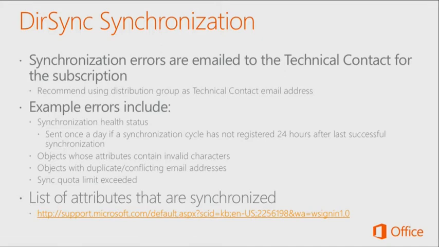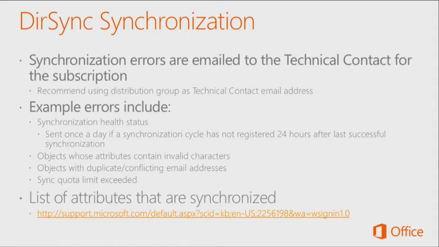Synchronization errors are emailed to the technical contact for the subscription. In our case, we assign an admin to every one of our customer accounts, and that admin is also given the technical contact email address so that we get those synchronization errors. Sometimes the client wants to get those synchronization errors, so you can just give them the technical contact role. Examples of errors include synchronization health issues, which are sent once a day, and objects whose attributes contain invalid characters.